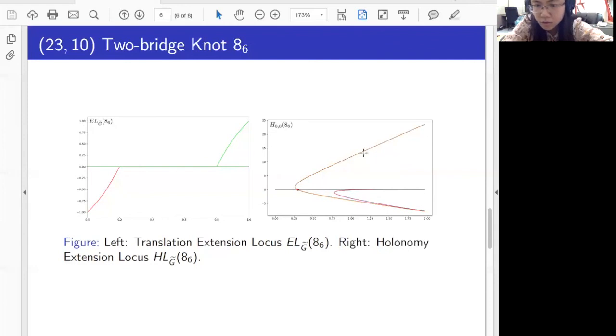And in the holonomic extension locus, we also intersect the curves with straight lines through the origin. And we know that there should exist an interval containing the origin such that for every slope in that interval, Dehn filling along that slope is orderable. After running lots of examples with two bridge knots, we found out that this pattern of translation extension locus and holonomic extension locus holds for all two bridge knots.